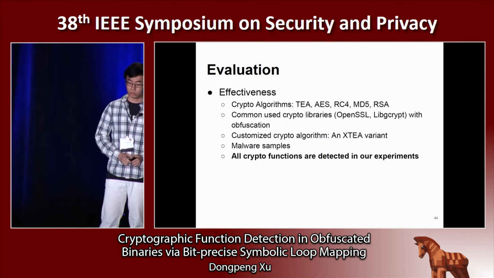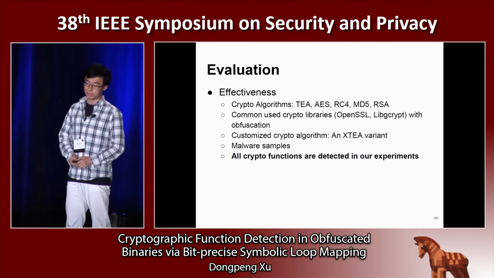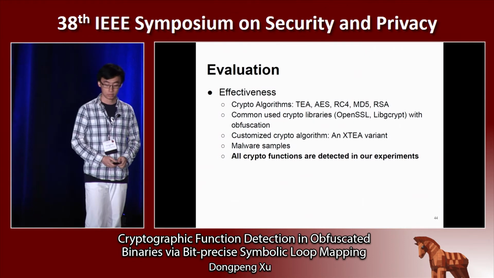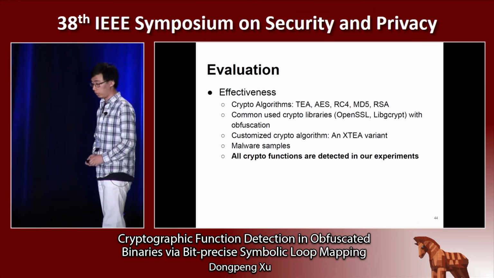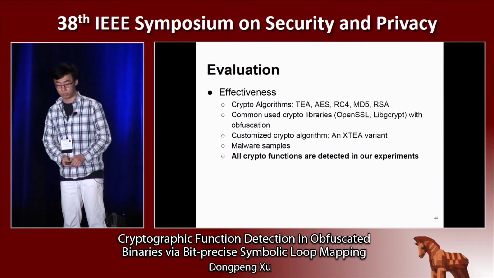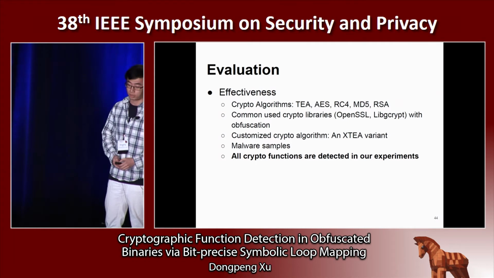So far, I have gone through all the steps in our technique. We evaluate this technique from 3 aspects. First one is from the effectiveness. We try to detect 5 crypto algorithms: TEA, AES, RC4, MD5, and RSA.